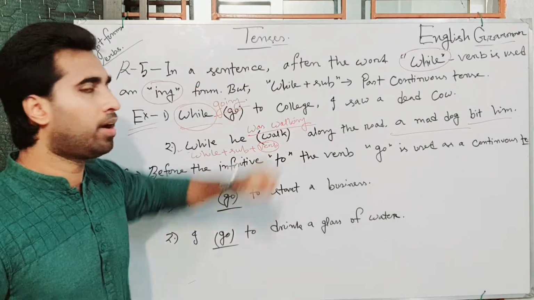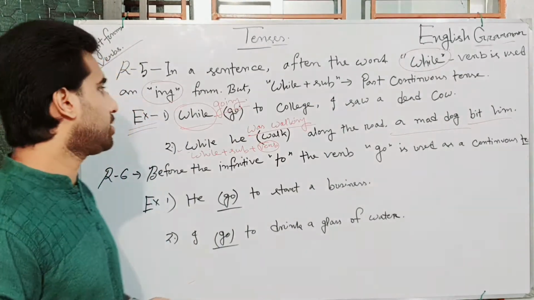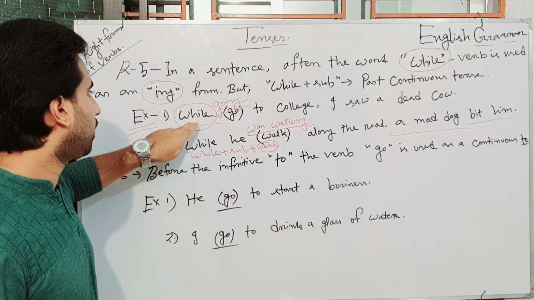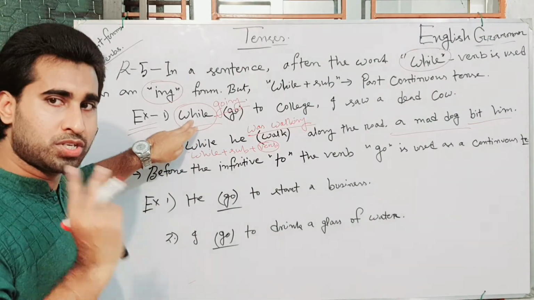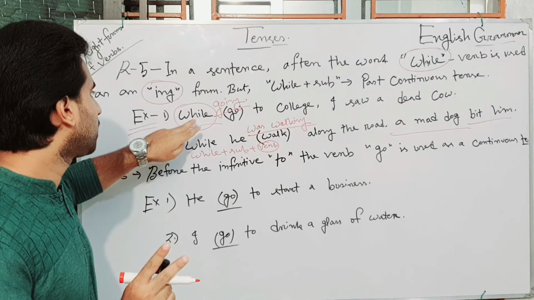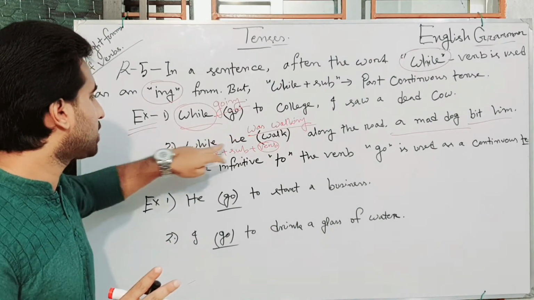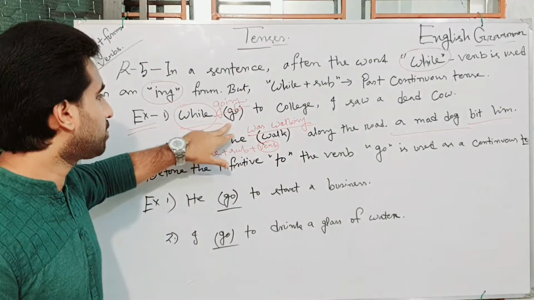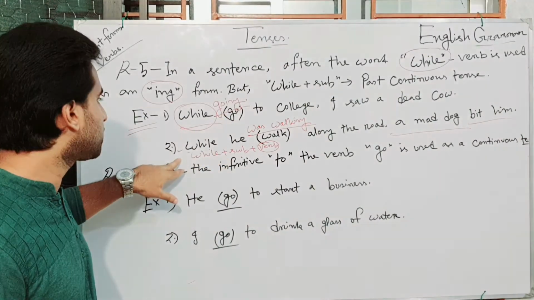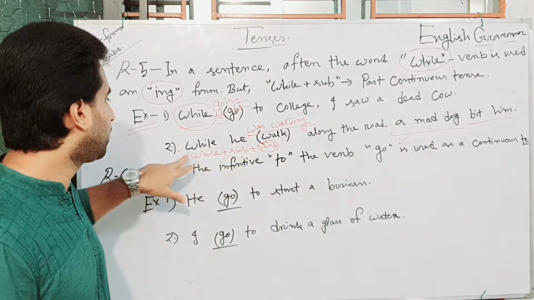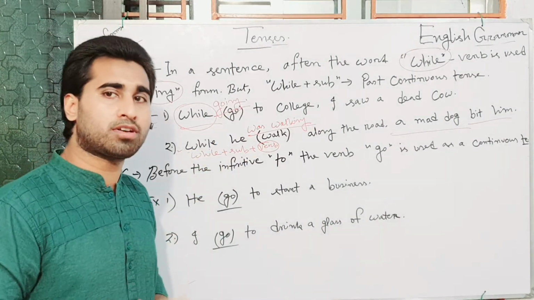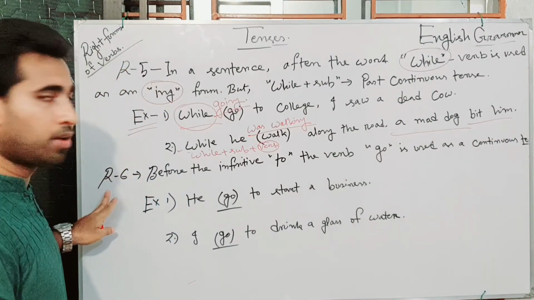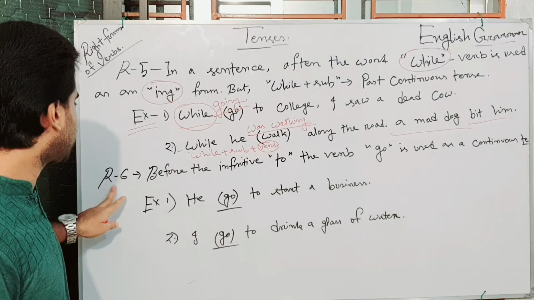When we use "while" in a sentence, you have to use it carefully, because "while" can be used in two ways, as while plus verb or while plus subject plus verb. When it is while plus verb, the verb must be in the ing form, but when it is while plus subject plus verb, then it will be in the past continuous or past progressive tense. I think you are clear. Now the next rule is rule number 6.